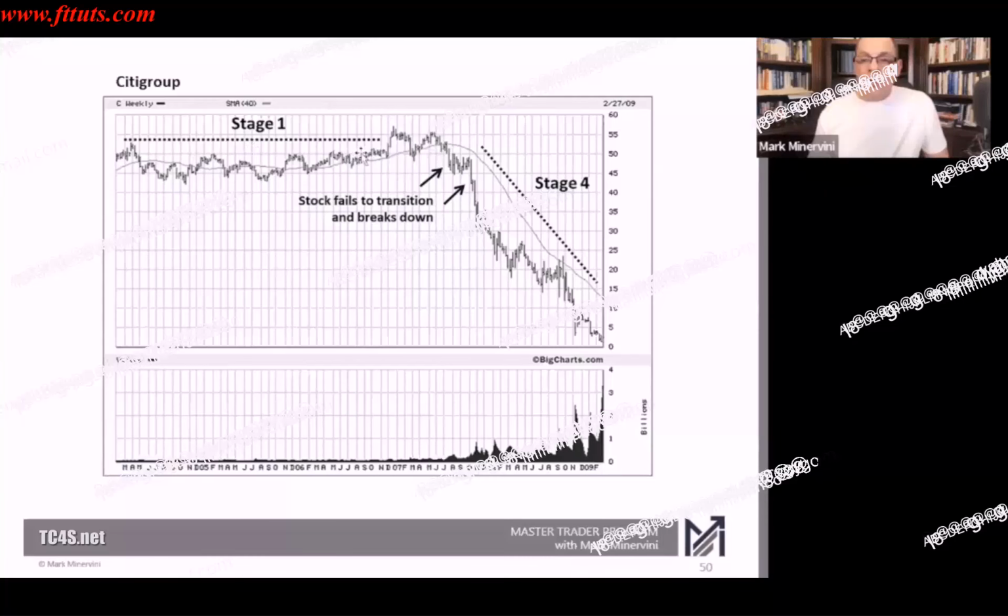And sometimes you'll go from stage 1 right into stage 4. In hindsight, it may look more like a stage 3 if there's a previous advance, or maybe it's already down a bit and goes even lower. But the bottom line is you didn't transition. See, this was Citigroup, and it failed to transition. It started turning up here, and it came out of a really nice big base.